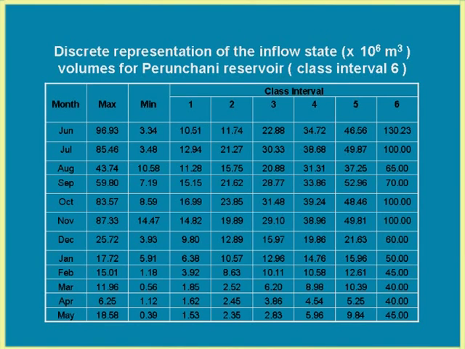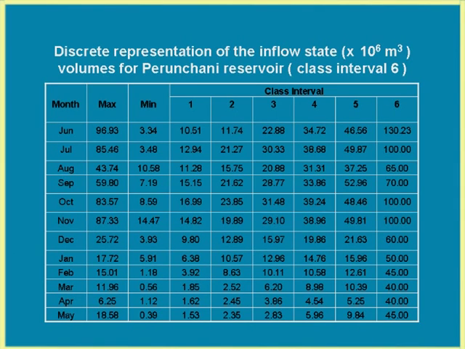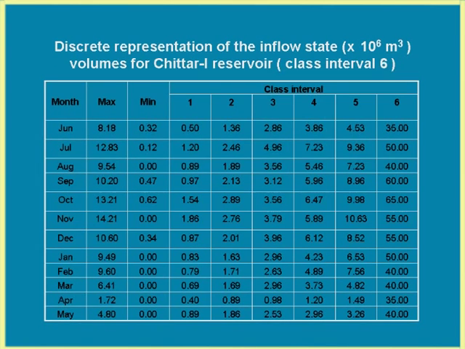So here we could go up to only a maximum of 6. That means the storages are discretized into 6 state variables, as well as inflow also discretized into 6 state variables in all the 4 reservoirs. Right? So this is the inflow of, these are all different reservoirs. This is for Perinchani, this for Chittar.